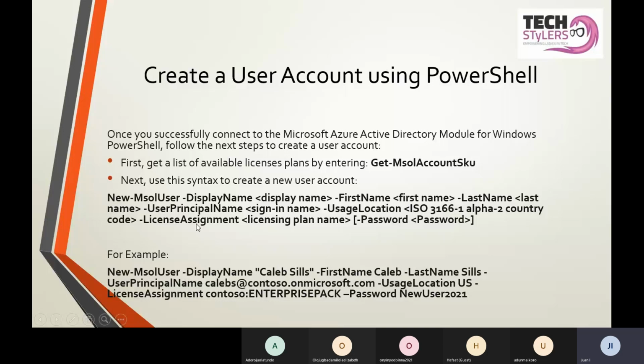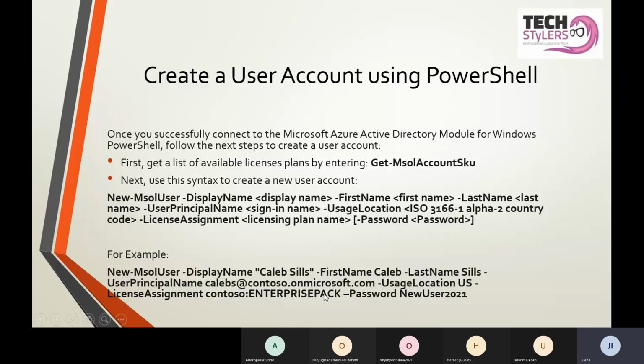So this is important. License assignment, it says licensing plan name. So how do you know the licensing plan name? Is it that you just write E3 or E5 or something? So now under here, we have an example. For example, this is something that is already edited, right? So I can copy and paste this. This is New-MsolUser, display name Caleb Seals, first name Caleb, last name Seals, blah, blah, blah. And then under license assignment, you can see the format it uses: Contoso, then enterprisepack. So this is the license that I want to assign to this user.